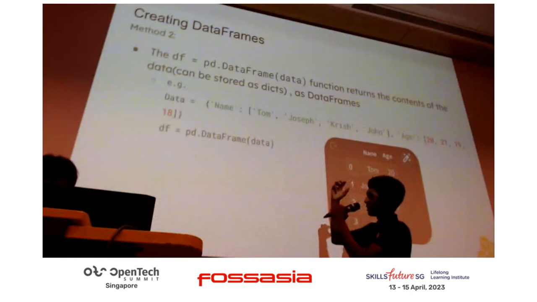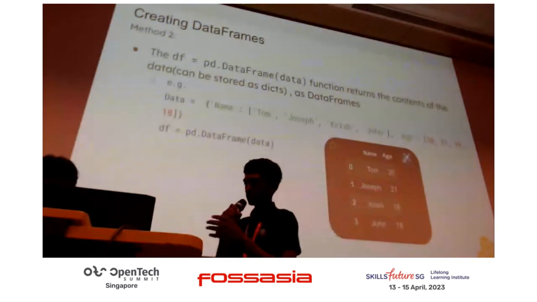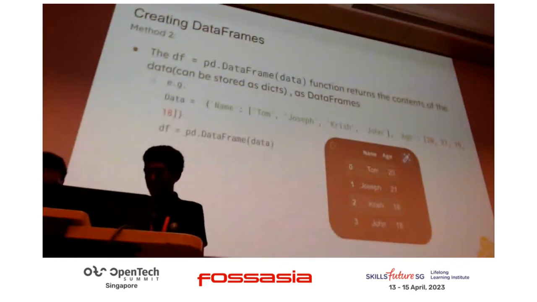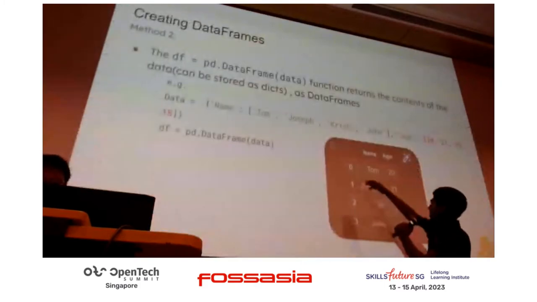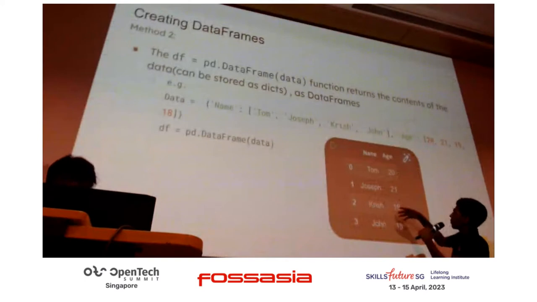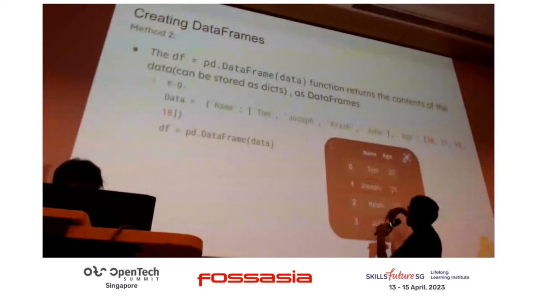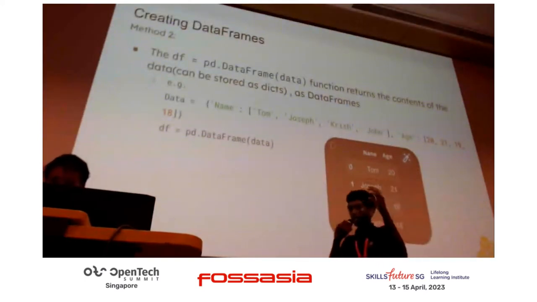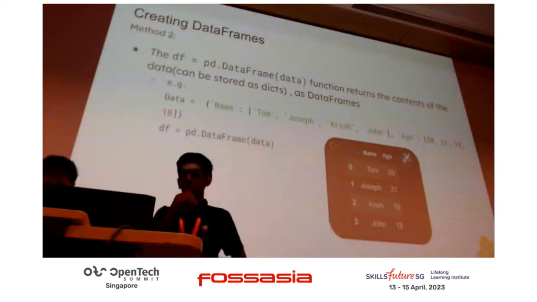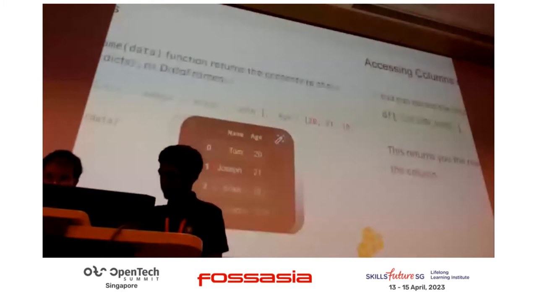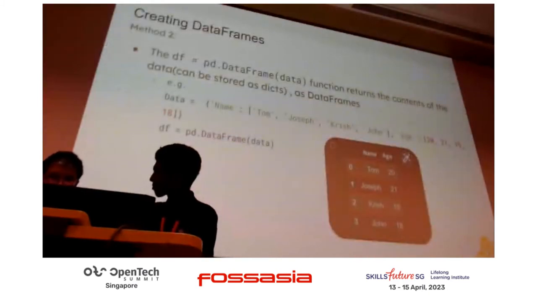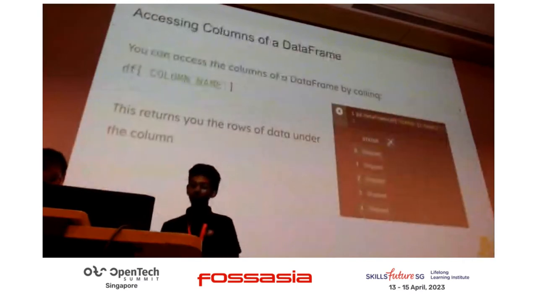It's basically the dictionary which you specify here, in this case data. And you'll get something like this image here, which is a data frame of your name and your age. A data frame is something like rows and columns. So it's similar to an Excel type table with just rows and columns, just like a spreadsheet kind of thing.